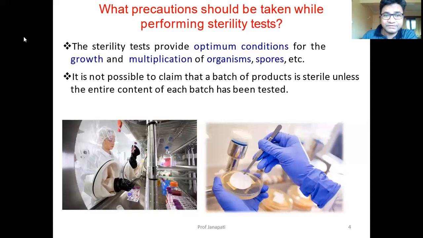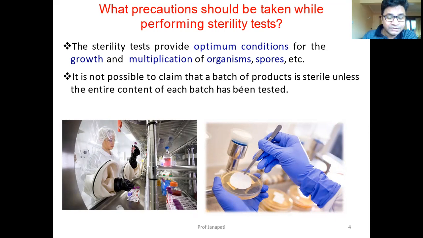So this is the cabinet which we were telling. Laminar airflow cabinet. And one more important thing is that the medium and the environment we are using should help in the growth and multiplication of organisms or spores, etc. So whatever we are going to test, they should also help in growth of microorganisms. So we will see it.